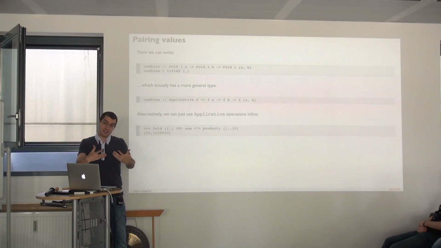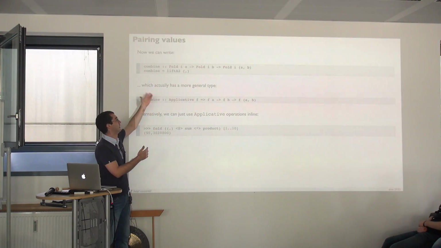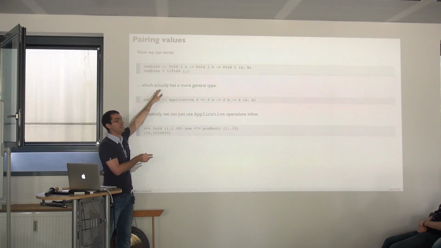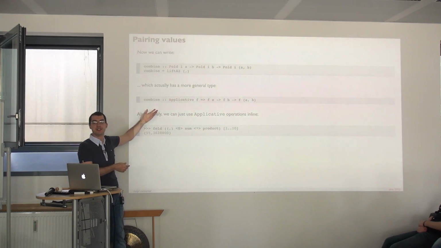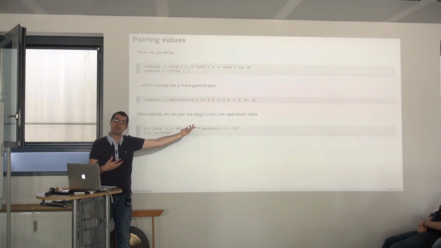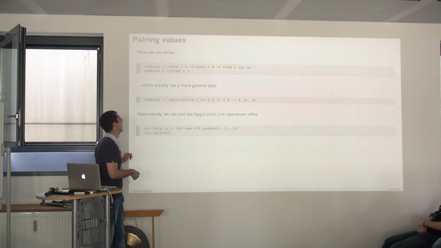And so armed with that new applicative instance, we can then implement combine in terms of liftA2 and then the two-tuple constructor. And in fact, this definition is so general that we can just use the type that's inferred by the compiler, which now works for any applicative as opposed to just fold. So this combine function just became much more useful by formulating it in terms of applicatives.